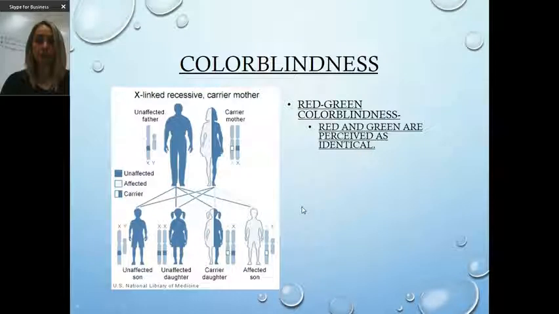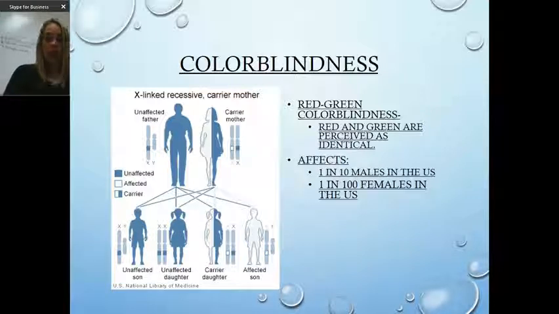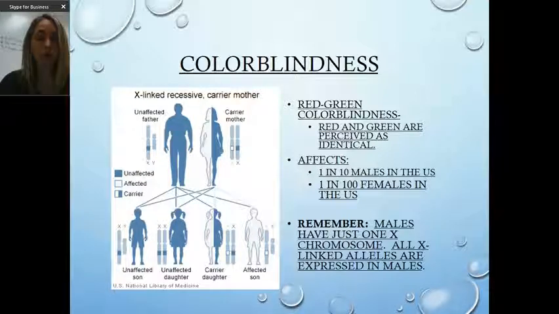Color blindness is much the same way. Red-green color blindness is the most common, and that's when red and green look the same to you. And it affects about 1 in every 10 males in the US and only 1 in every 100 females. Because males only have one X chromosome, all X-linked alleles are expressed in males.